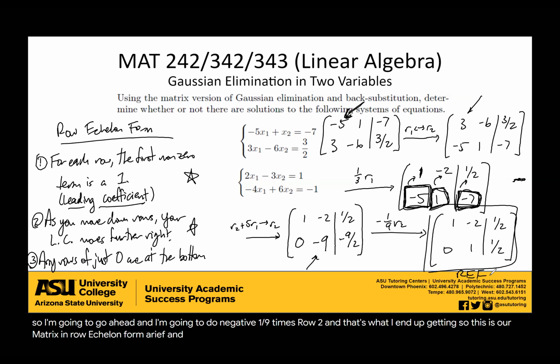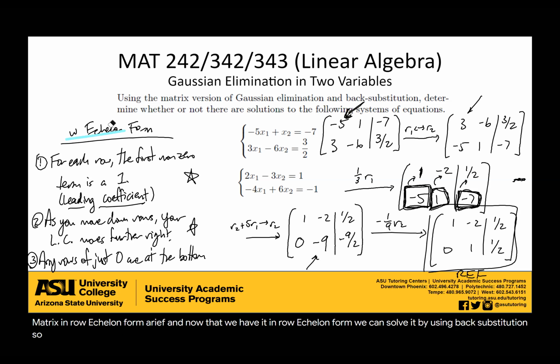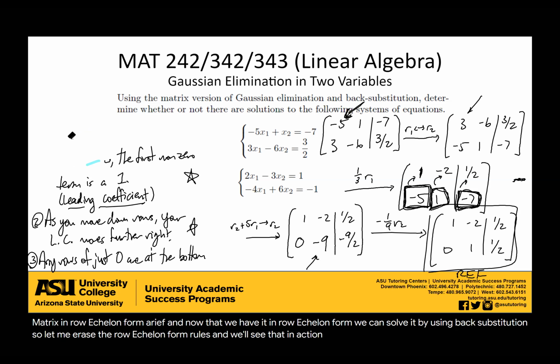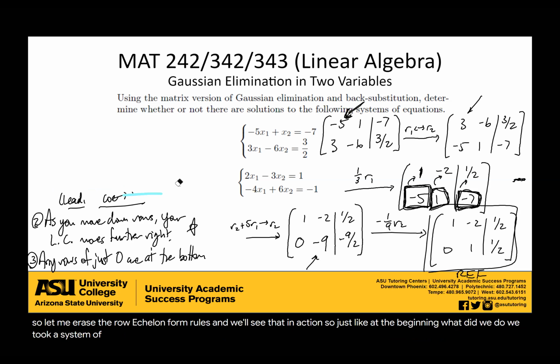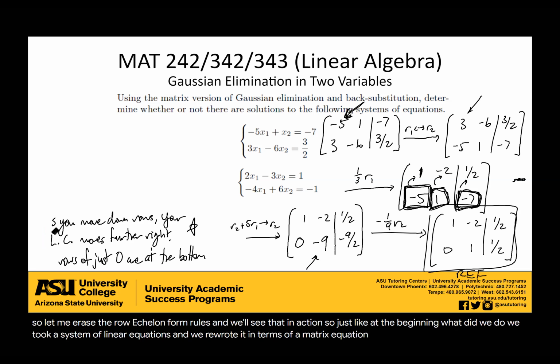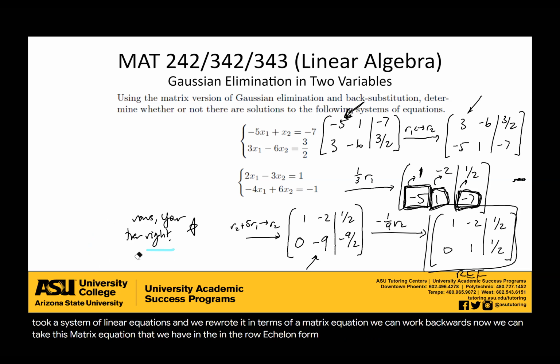And now that we have it in row echelon form, we can solve it by using back substitution. So let me erase the row echelon form rules, and we'll see that in action. So just like at the beginning, what did we do? We took a system of linear equations and we rewrote it in terms of a matrix equation. We can work backwards now. We can take this matrix equation that we have in the row echelon form and rewrite it in terms of a system of linear equations.